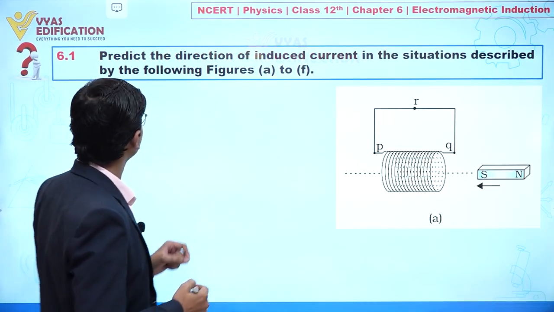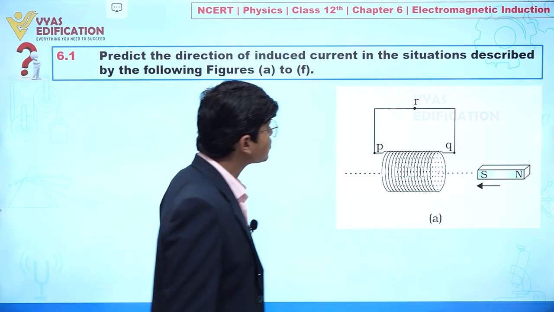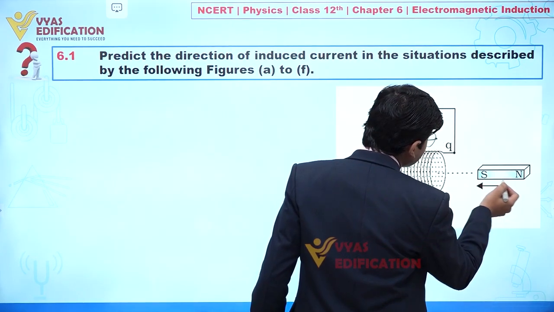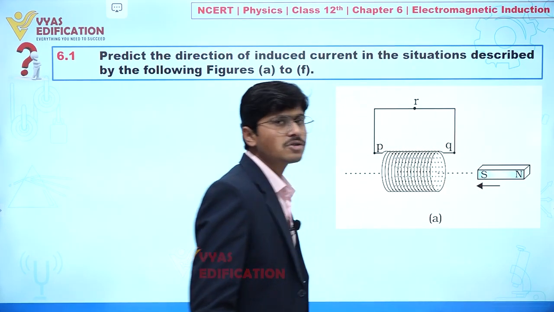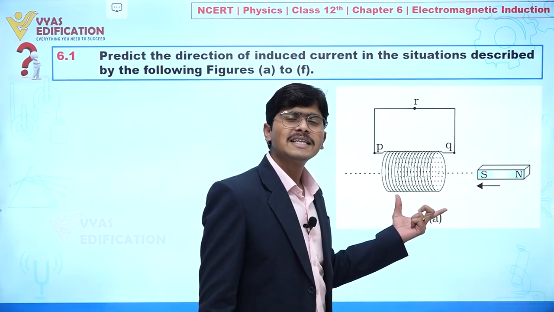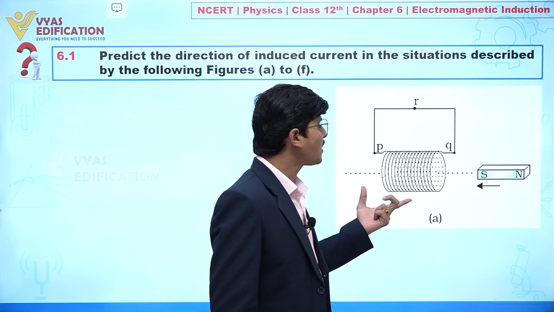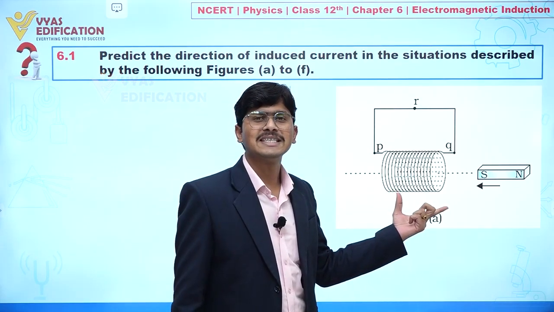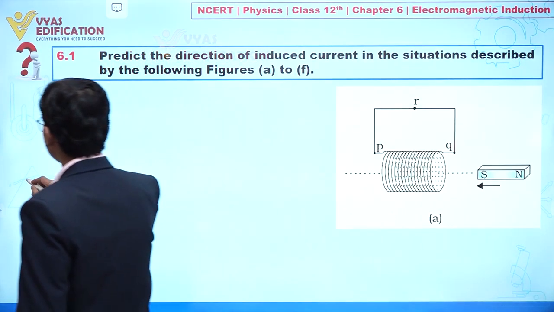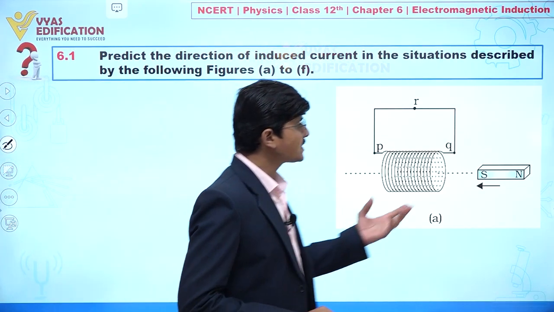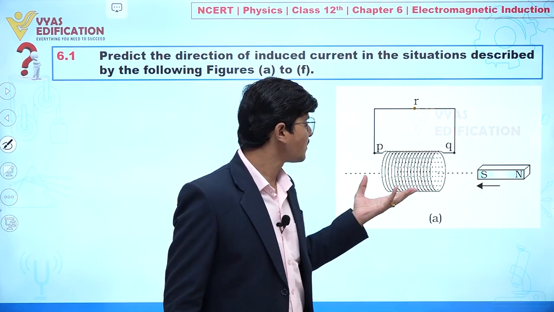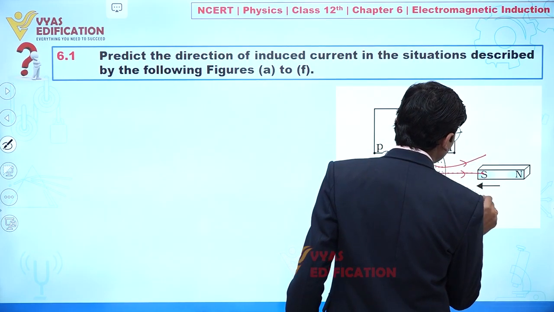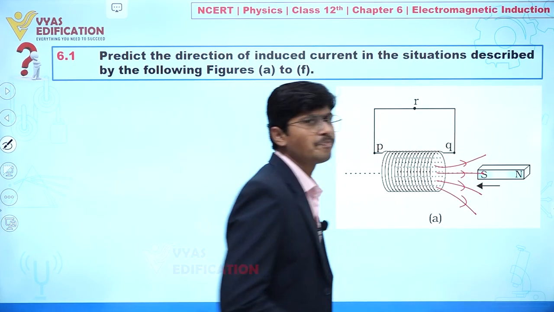First concentrate here. This is figure A. In this question, we have a bar magnet, and this bar magnet is coming near to this coil, and the coil is at rest. Now we know whenever there is relative motion between the coil and the bar magnet, definitely the magnetic field lines associated with this coil change. If this south pole of the bar magnet is coming near to this coil, the magnetic field lines going through this area increase.